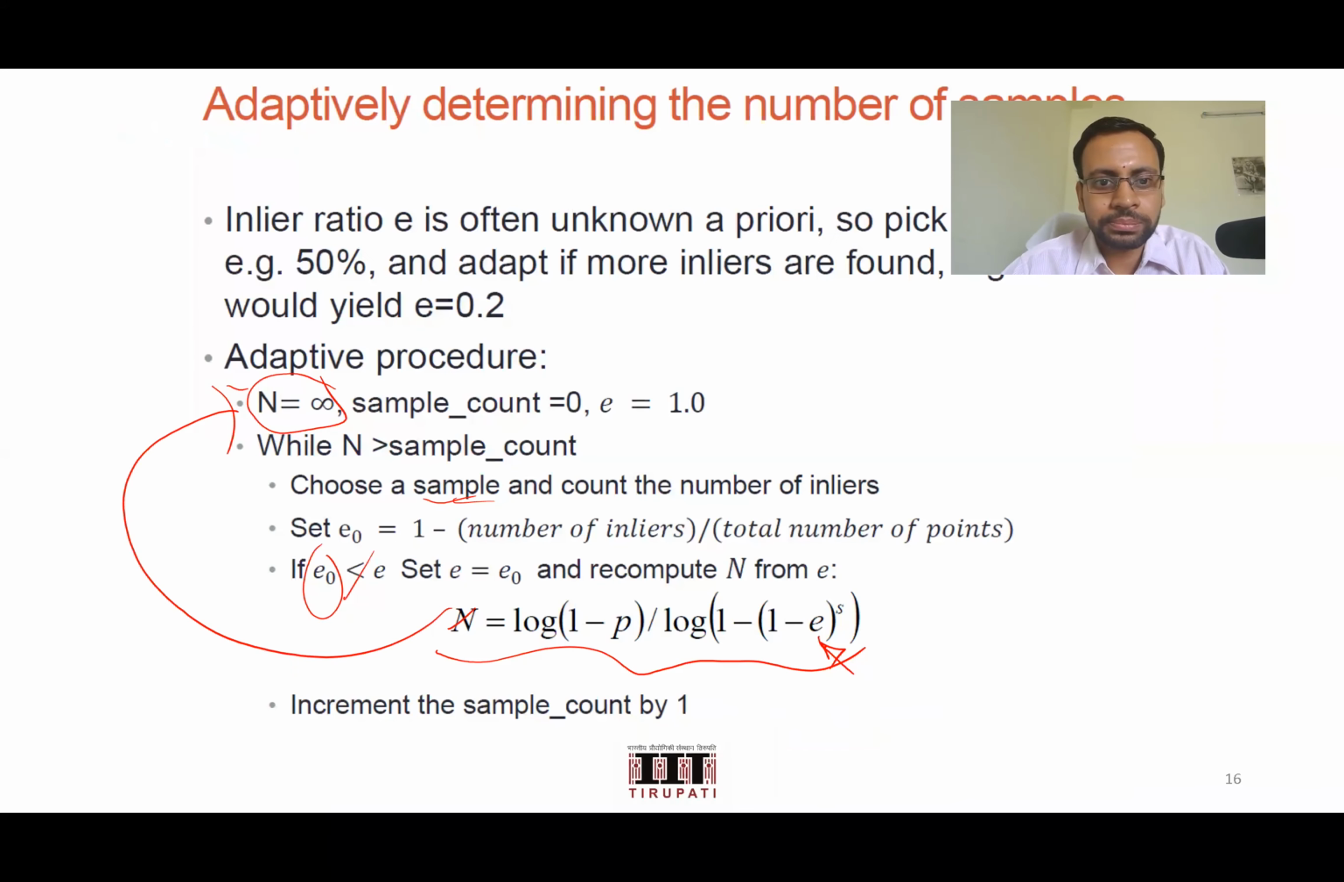Here, how exactly is this? If we choose a particular sample, and from that sample we are trying to count the number of inliers, what exactly do you mean by that, sir? Like the points which are associated with that particular sample. For example, I have lots of points here. These are all the points I have.